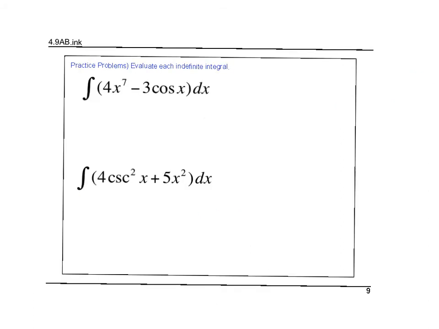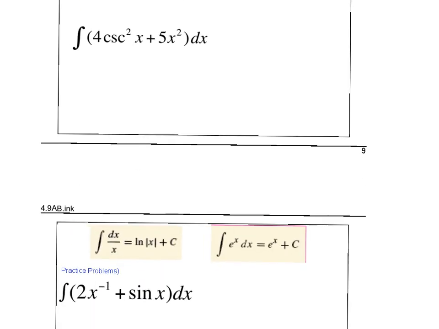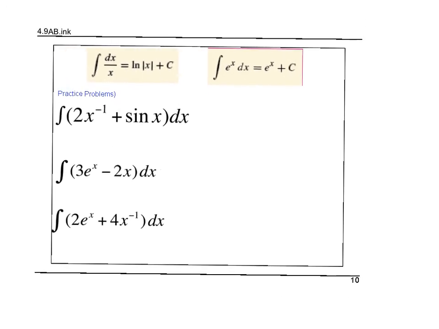Okay, I'll leave these to do in class or as extra practice for you right now. And then let's take a look at reversing dx over x, or 1 over x, or x to the negative 1, however you want to write this. It will always integrate back to ln of x. The absolute value symbols are important because you cannot take the ln of a negative value, so they're necessary in order to make this possible.